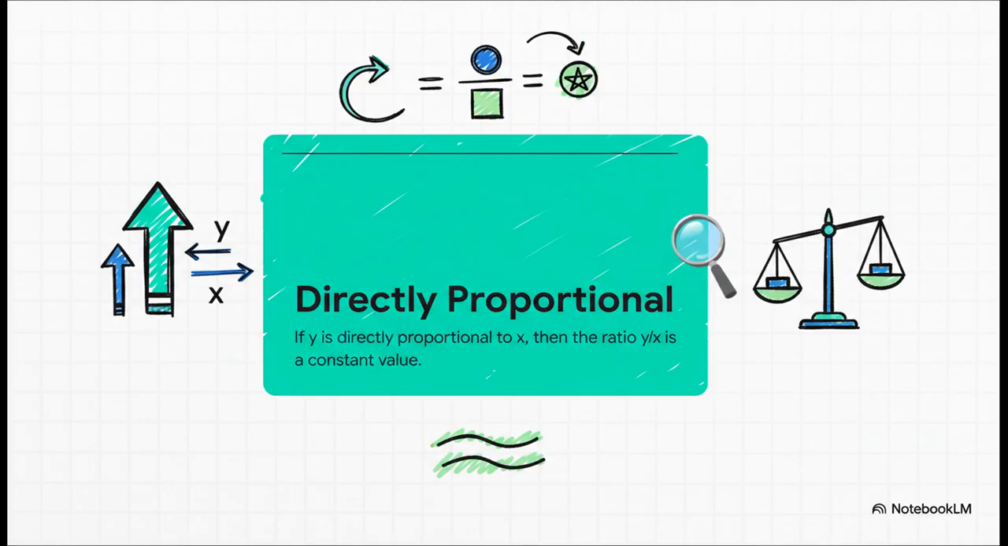y divided by x, is always a constant value. A great way to think about this is like the price per item at a store. Whether you buy 1 apple or 10 apples, the price per apple stays exactly the same. And that constant ratio, that is the absolute key.